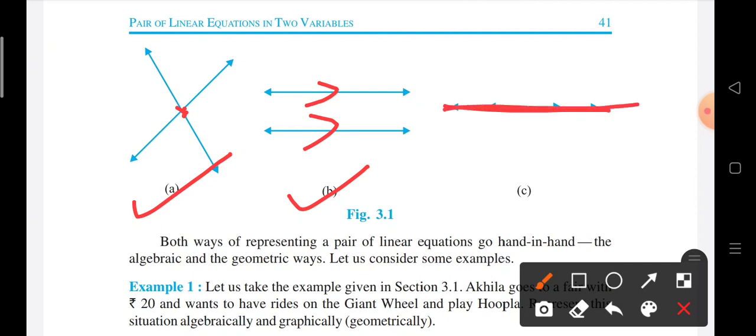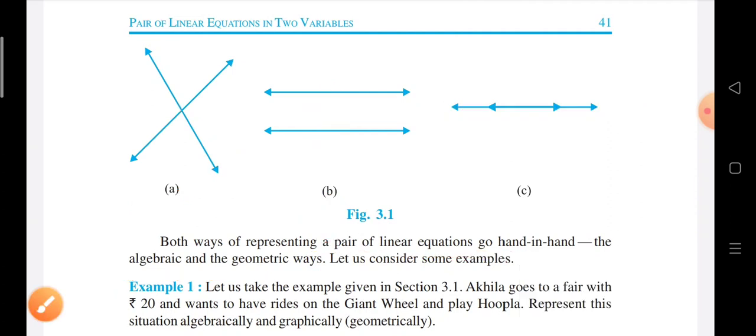Okay, so both ways of representing a pair of linear equations go hand in hand, the algebraic and the geometrical way. Algebraic as well as the geometrical way. Now let us discuss the first example.